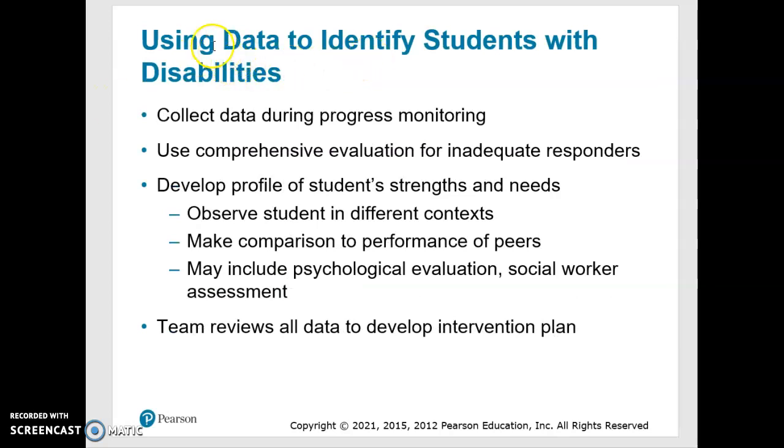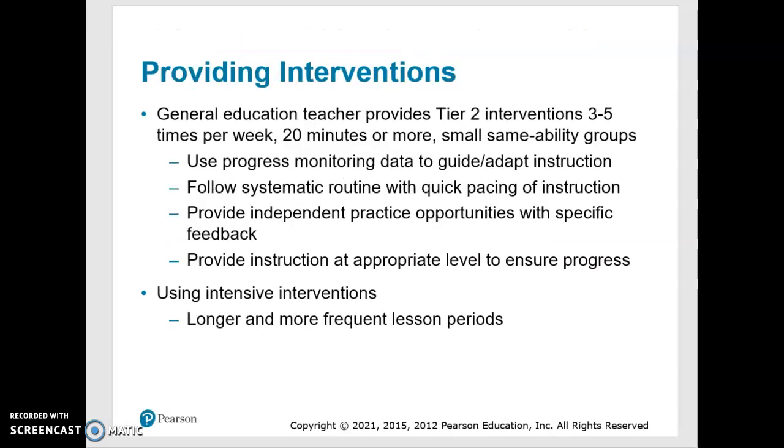So we really want to think about using data, right? That's really important. We're not just looking at a student saying, oh, well, they're not making progress. No, we want to look at the data. We want to have the graphs to show the progress or the lack of progress. So you want to collect the data during progress monitoring. You want to use comprehensive evaluations for inadequate responders, and develop a profile of the student's strengths and needs. So what areas are they strong in? And what areas do they struggle in or have some needs? You can make some comparison to the peers if you need to, and then the team reviews all data to develop an intervention plan. And if I have time at the end of this video, I will show you a graph of an example from a student that I taught way back when.